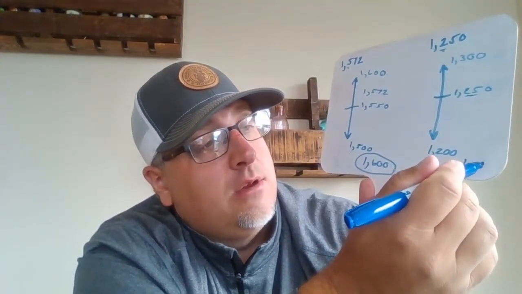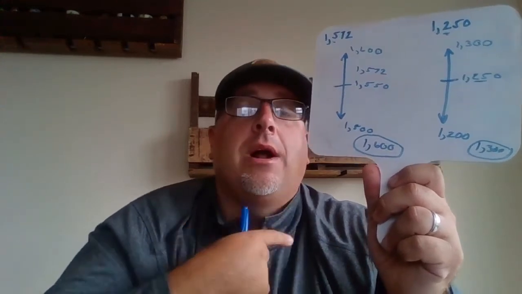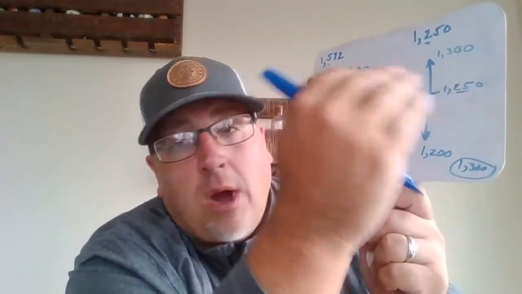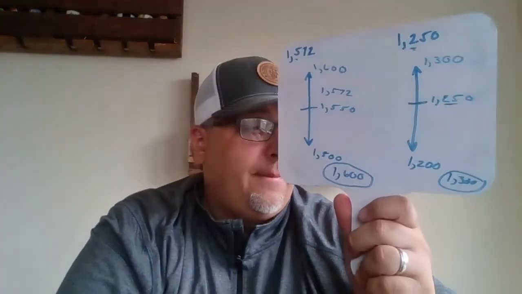1,300 will be our answer right there. We round up at that 1,250 mark. I did that one on purpose because I wanted you guys to see what happens when you land on that midpoint. It tells us to round up. So that was rounding to the nearest 100 on that vertical number line.